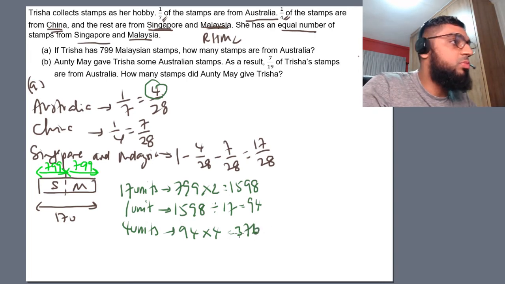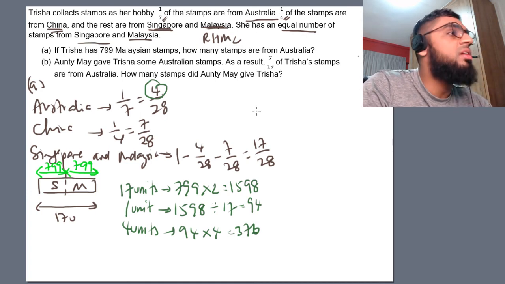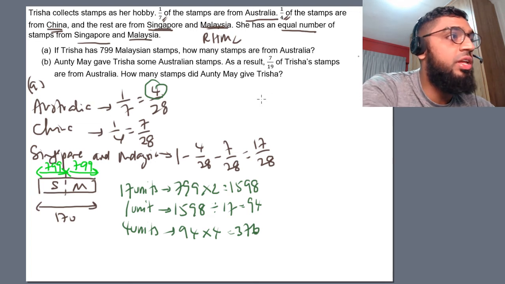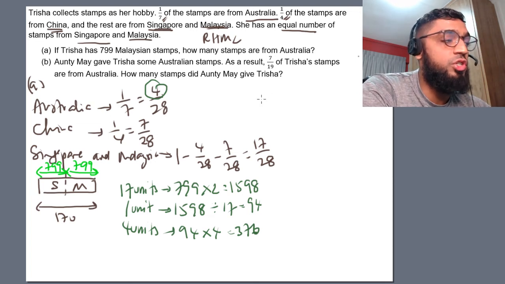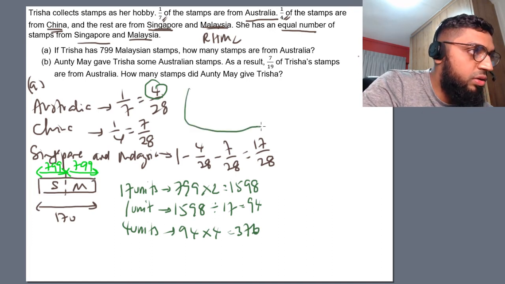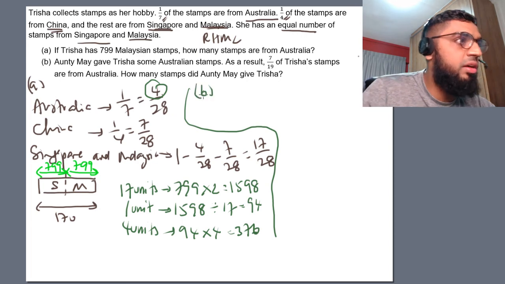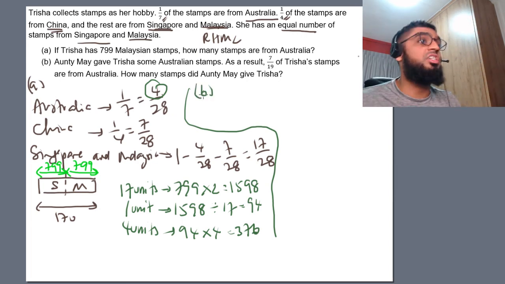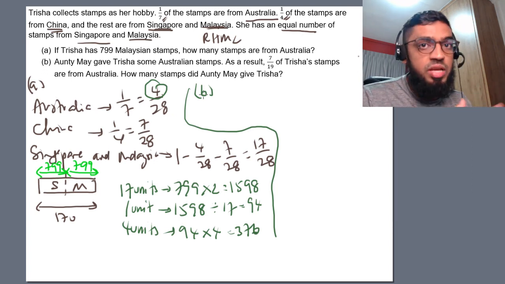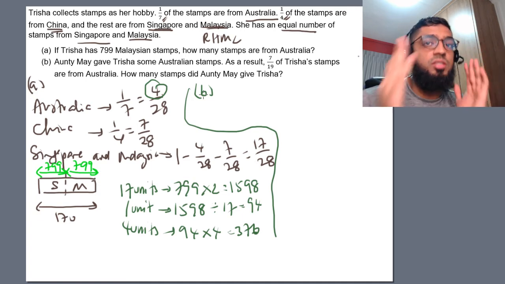Okay, so let's move on to part B. If Auntie May gave Trisha some Australian stamps, as a result 7 out of 19 of Trisha's stamps are from Australia, how many stamps did Auntie May give Trisha? Now the thing to realize for part B is that yes, Auntie May gave Trisha some Australian stamps, but she did not take away the China stamps, the Singapore stamps, and the Malaysian stamps, which means that the China, Singapore, and Malaysia stamps remain the same.